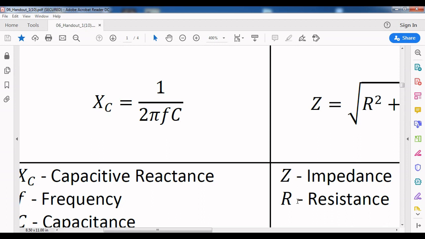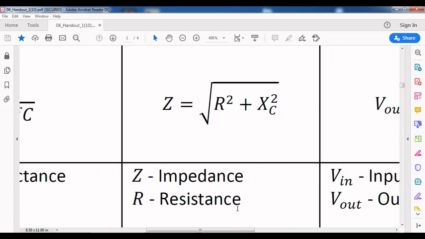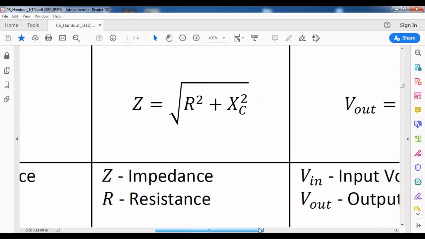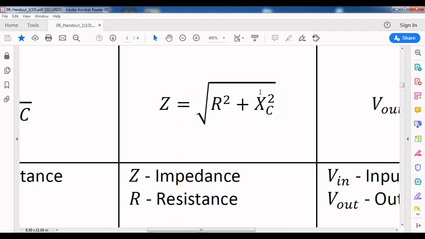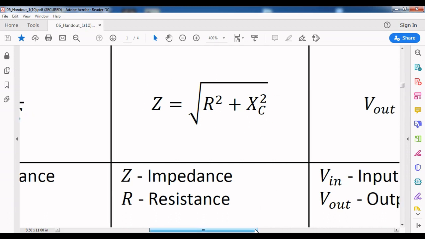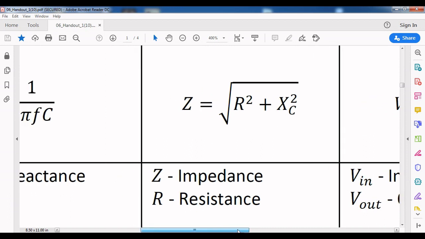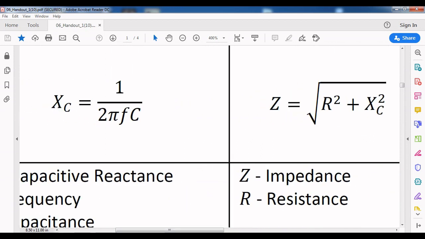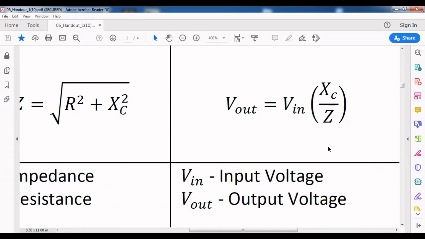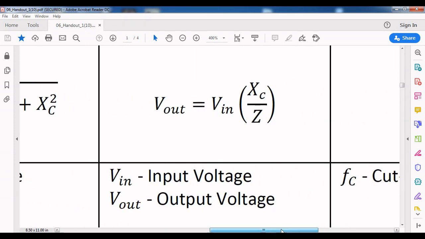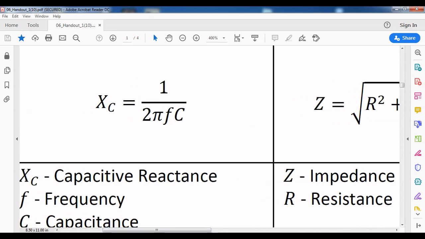Okay? Then once we get this, we need to determine the impedance. Impedance is the opposition to alternating current. So as you can see here, it looks like the Pythagorean theorem. Okay. Now if you're going to study circuits too, you'll learn why it looks like the Pythagorean theorem. But in our case, this is enough. Okay. So we need to get X sub C, then get Z, then we'll be able to use or get the output voltage. Okay. So let's go to our board.